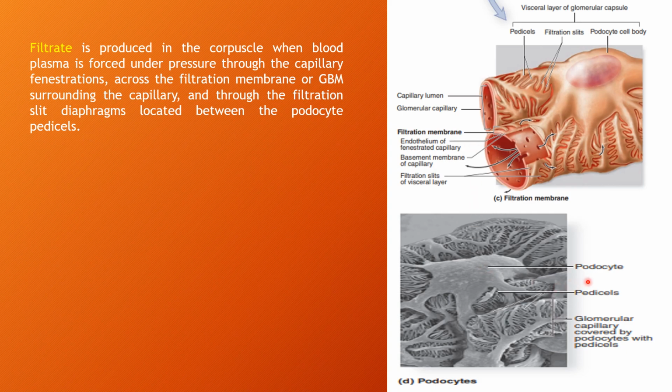As you can see in this diagram, this is the podocyte cell, this is the pedicel, and this is the glomerular capillary covered by podocytes with pedicels. In this image you can see the filtration slits of the visceral layer. This is the basement membrane of the capillaries, and this is the endothelium of the fenestrated capillaries, which forms the filtration membrane. This is the lumen of the glomerular capillaries.